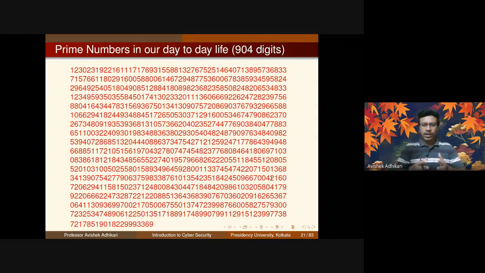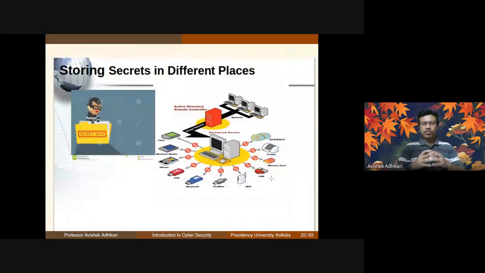Nobody in the world can remember such a long number. They cannot remember it, so you have to store it somewhere. Now, if you store the whole key in a single place, what may happen if that place is corrupted, or compromised, or attacked by some virus? It would be a single point of failure. That means if that one place is destroyed, the whole key will be destroyed, and there is no other way to decrypt the message.